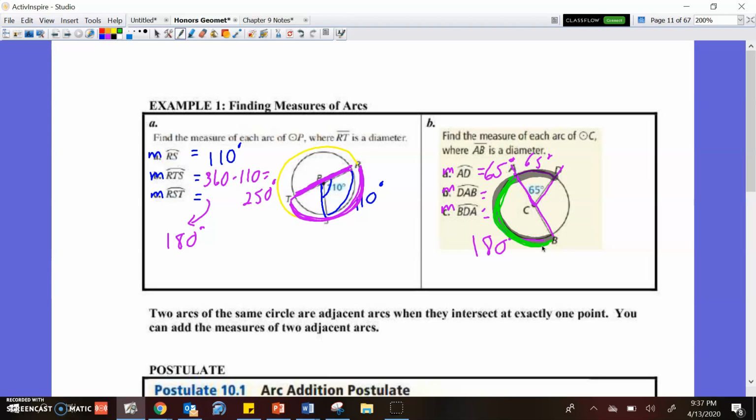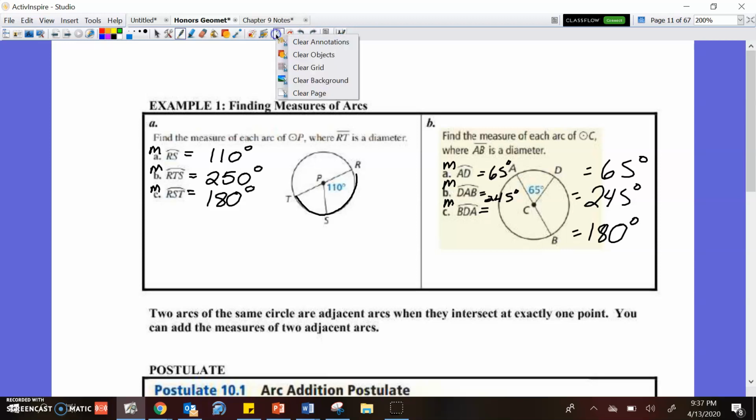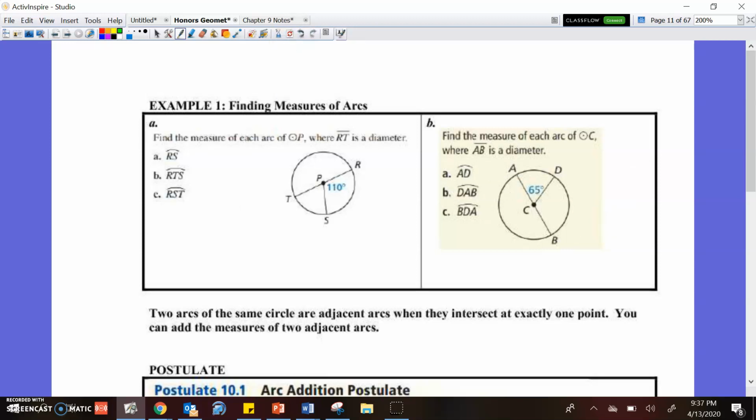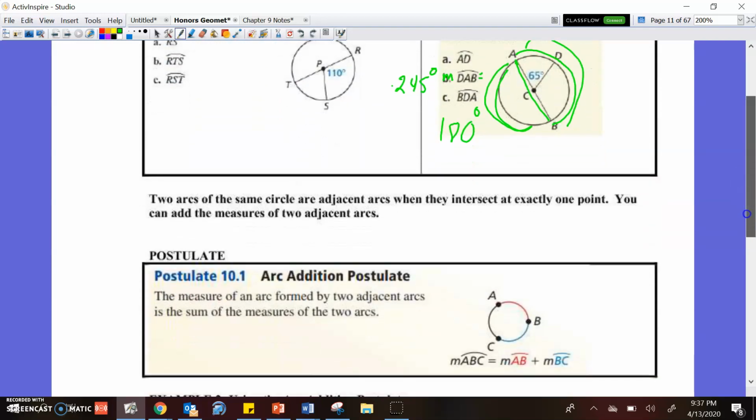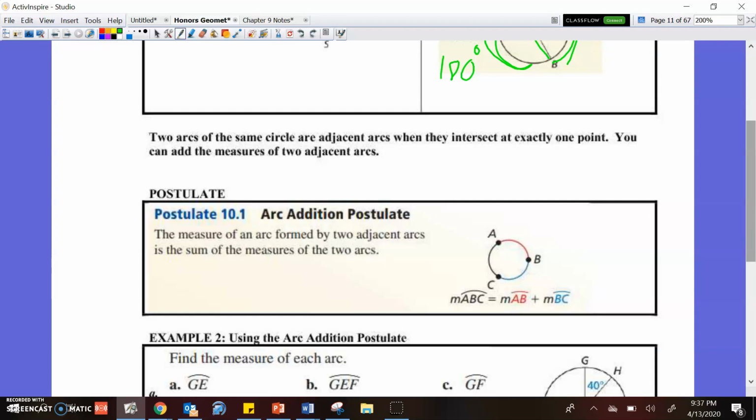Okay, and then if I look at my last one, I'll just write it on this side. Sorry, we'll write measure equals, I'm just going to put it here because I can fit it. And then the last one, the measure of arc BDA. Again, since this is a diameter and this was 180, that means this is 180 here. So that's a semicircle.